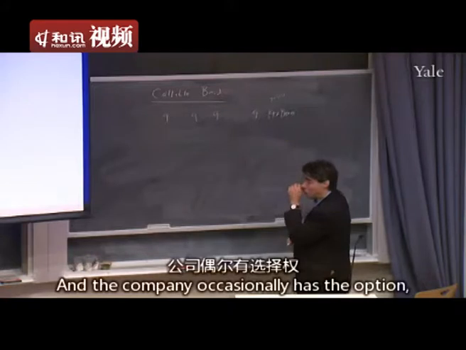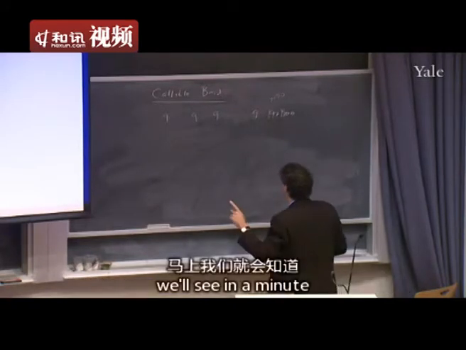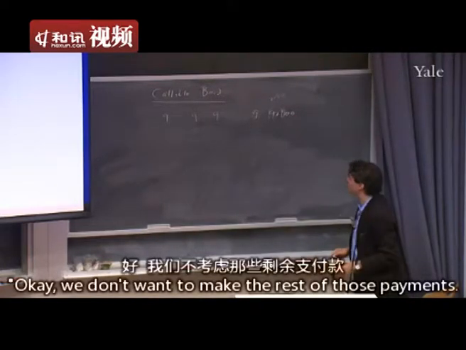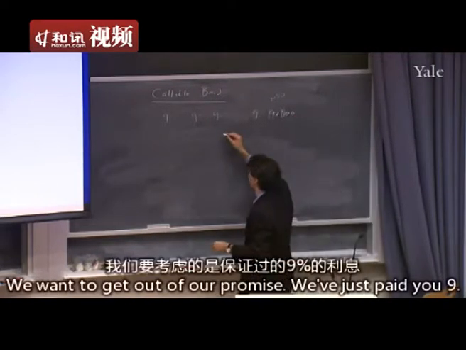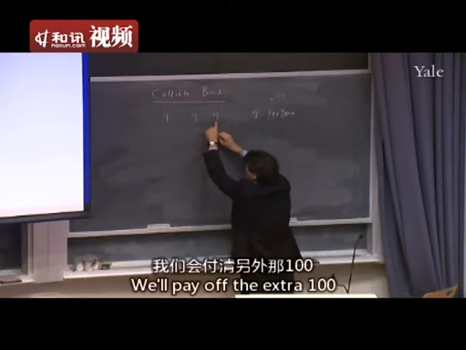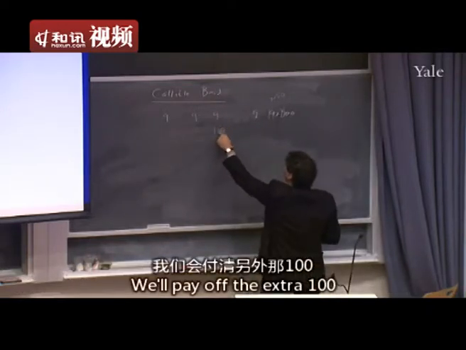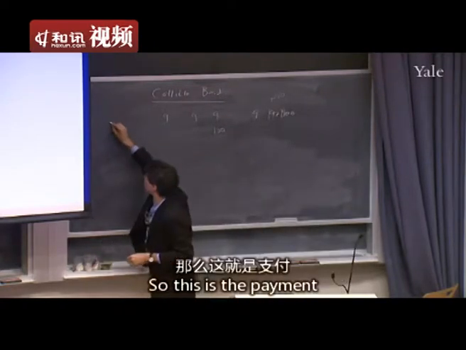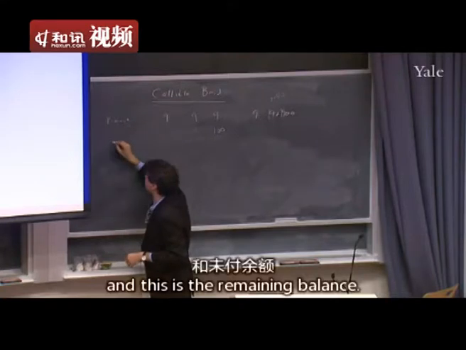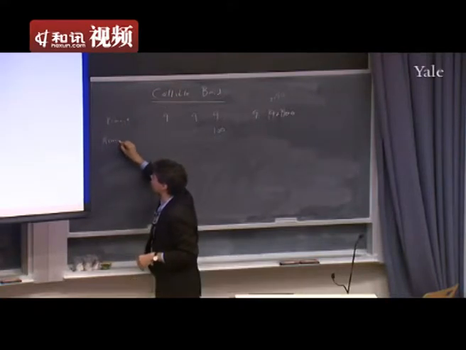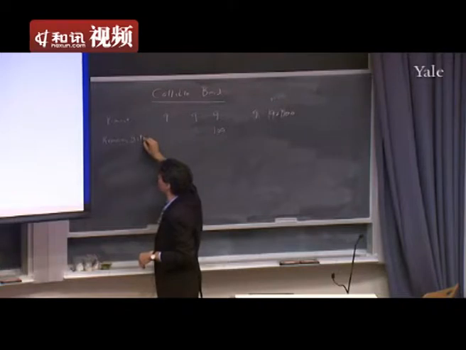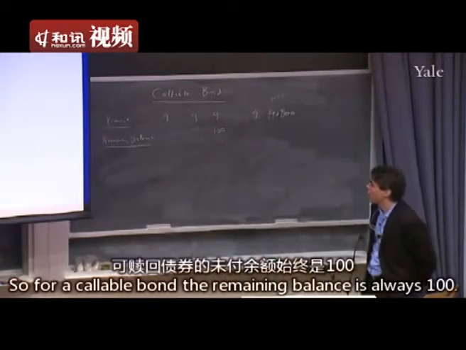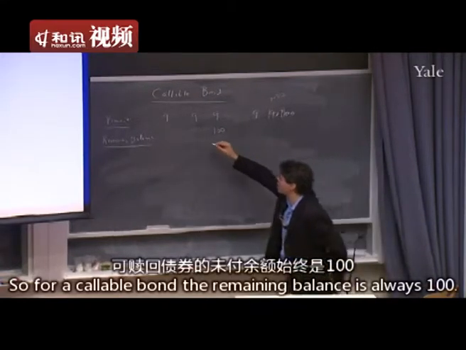And the company occasionally has the option, we'll see in a minute why it would want this option, of saying, okay, we don't want to make the rest of those payments. We want to get out of our promise. We've just paid you 9. We'll pay off the extra 100 that we're eventually going to have to owe, and we'll call it a day. So this is the payment, and this is the remaining balance. For a callable bond, the remaining balance is always 100.